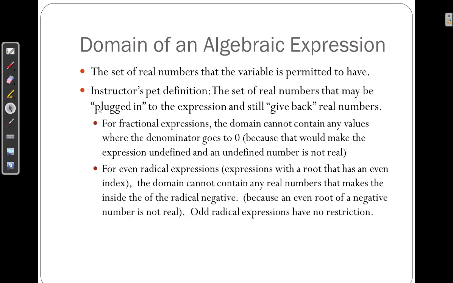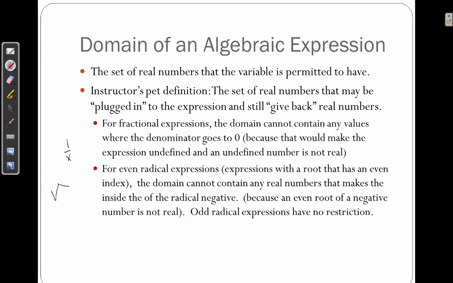Because there are lots of different types of expressions. Take a very simple example, 1 over x. I can plug in almost any real number into that and get a real number back, except for 0. If I plug in the number 0 into 1 over x for the variable, it will be undefined. Undefined is not a real number, so 0 would not be in the domain.